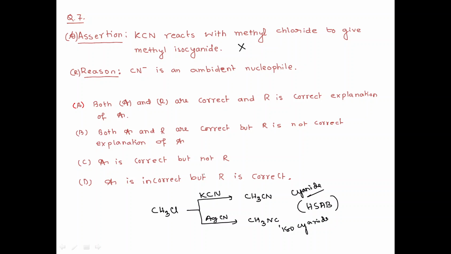But CN minus is an ambident nucleophile, so the reason is a correct statement. CN minus can bind through the carbon end or through the nitrogen end. When it binds through carbon, cyanide forms, and when it binds through the nitrogen end, isocyanide forms. So it can bind through both carbon and nitrogen. That's why CN minus is called an ambident nucleophile. So the reason is correct. The assertion A is incorrect, but the reason R is correct. So option D is the correct option for this question.